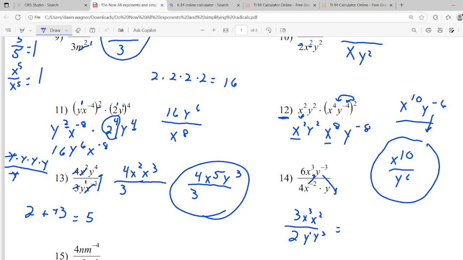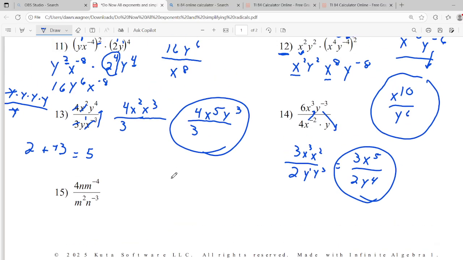Now you can add, combine your exponents here. So add your 3 and 2. What's 3 plus 2? 5. What's 3 plus 1? 4. And there you go. Okay. I'm giving you time to process it. Do you have any questions on number 14 before I move on?